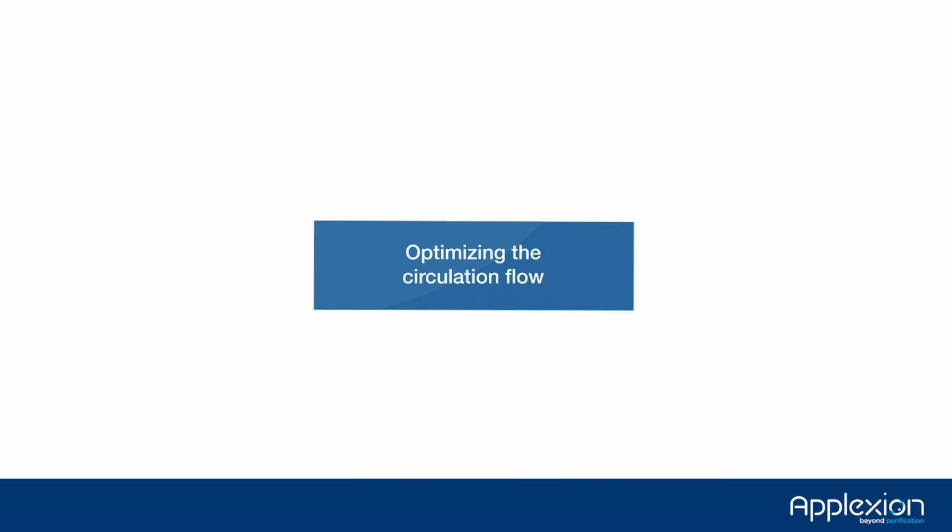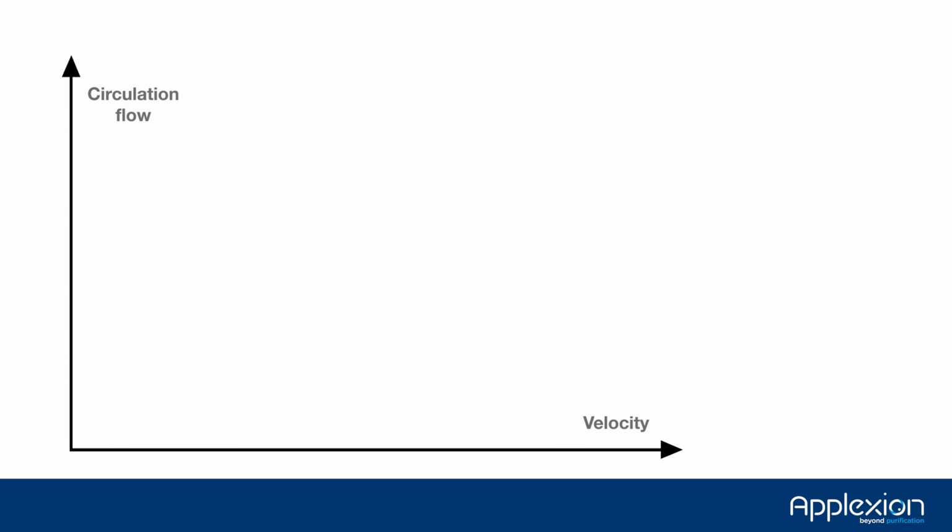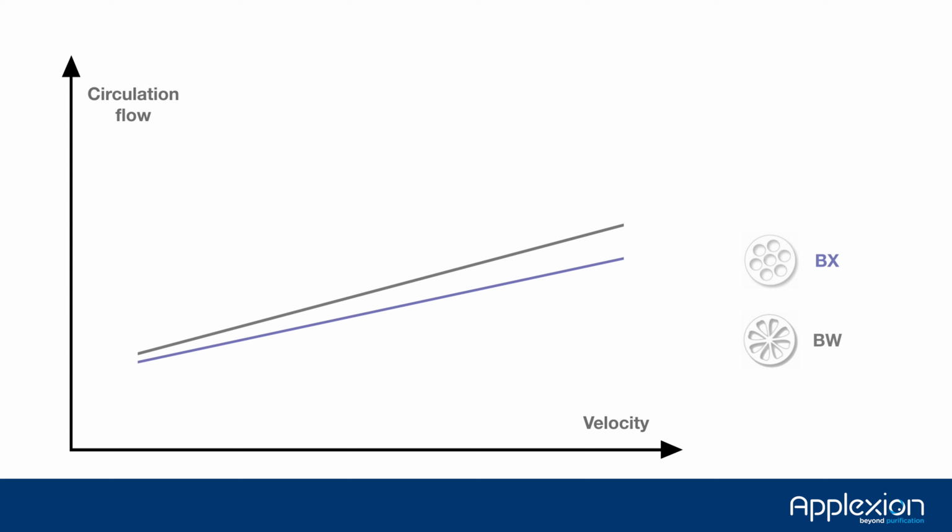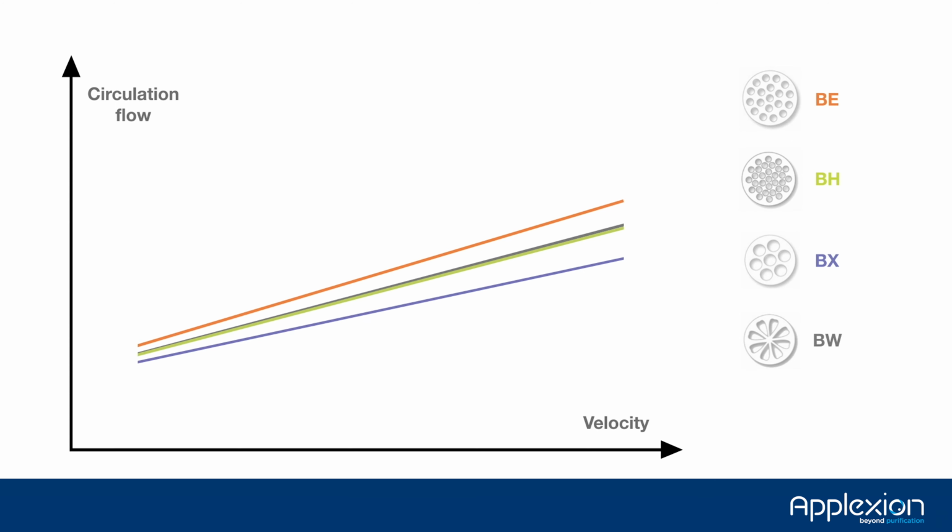How to optimize the circulation flow? First of all, by selecting the right membrane geometry. For smaller channels, the necessary circulation flow rate can be up to 2 times smaller than that of wider configurations at any given speed. So it is important to identify the limit of use for the different geometries involved.